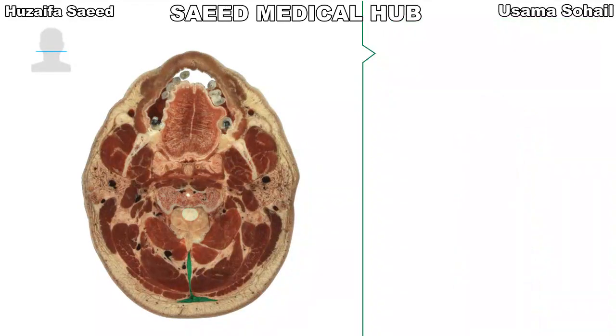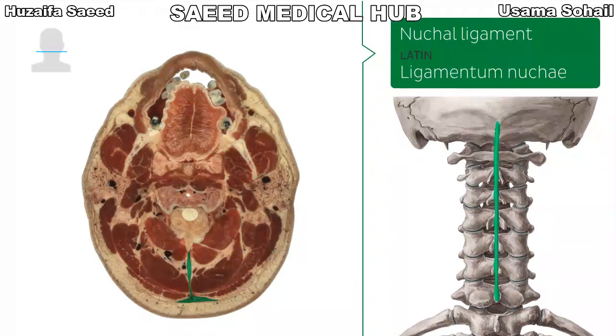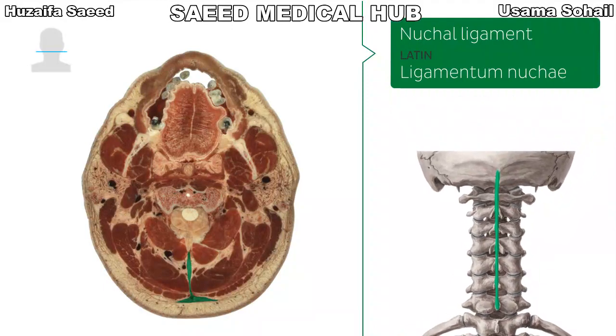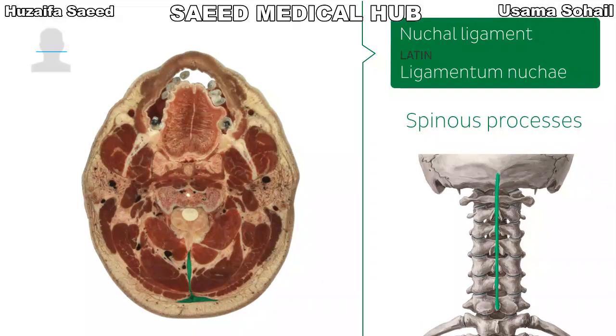If we move posteriorly once again, we can see this long thin structure here, which is the nuchal ligament. This ligament originates at the external occipital protuberance of the skull, and then runs downwards posterior to the spinous processes of the cervical vertebrae. In the cross-section, we can see that the nuchal ligament is attached to the spinous process of C2. The role of the nuchal ligament is to provide support and stability to the head during the movements of the body.